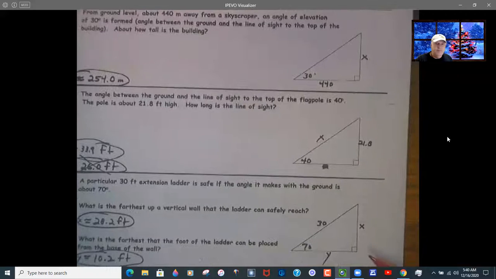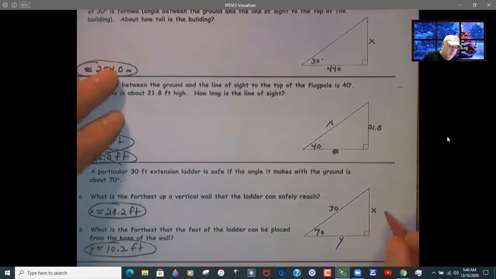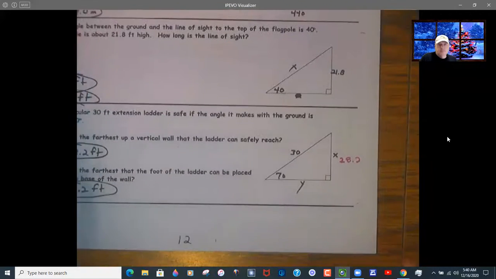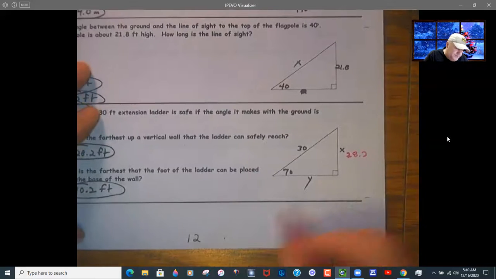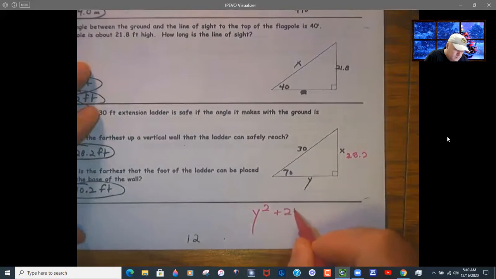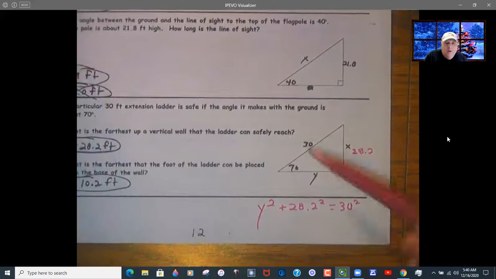Okay, and you see here another ladder problem. Of course, when you get one side, let me just say, what's the farthest up a vertical wall? So 28.2, so I'll write that down. Once you know two sides, you then can use the Pythagorean theorem. And let me just talk about that. So you trace the right angle. That's your a squared plus b squared. So figure this out, it's 28.2.